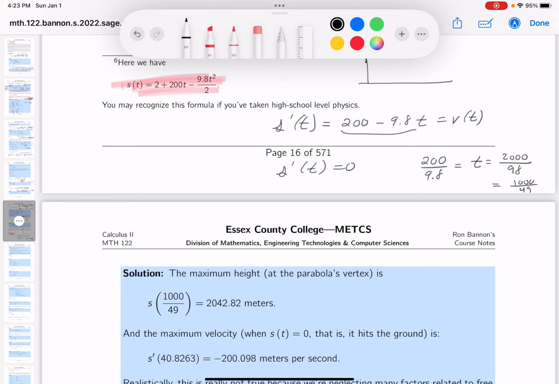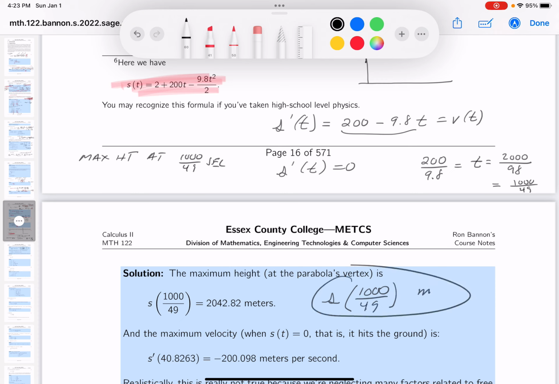All right? So if this is an exam question, I would say it reaches its max height at 1,000 over 49 seconds. But their question is, what is the maximum height? Well, if it's an exam question, all I'd write down is this over here, S at 1,000 over 49 meters. That would be my answer.